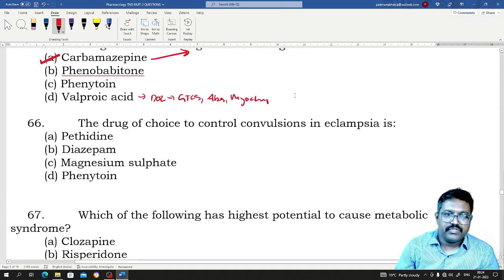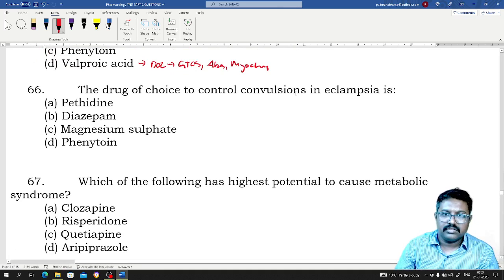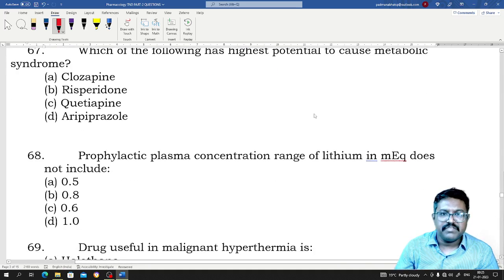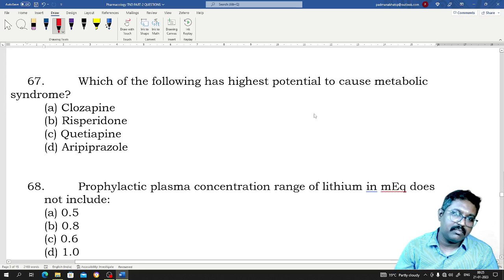So which is the drug of choice to control convulsions in case of eclampsia? Please remember, the answer is magnesium sulfate, the drug of choice to control the convulsion in eclampsia. One thing you need to monitor when you are giving magnesium sulfate is the knee jerk, which has to be evaluated regularly to find out the toxicity due to magnesium sulfate. Is that clear? Okay.